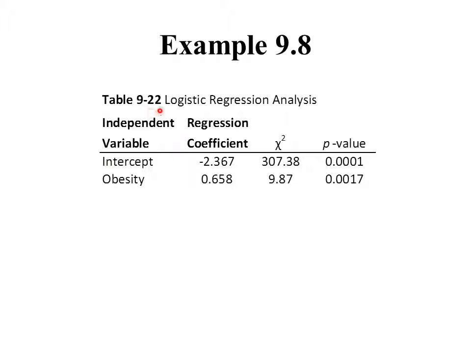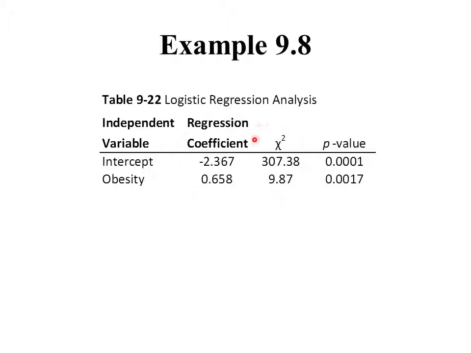We're just going to talk about what the results mean. So in table 9.22, they give the results from their logistic regression analysis. And here we have the values of our coefficients. This number right here is labeled intercept. That's the approximate value of beta naught. And then this number here, 0.658, that's the approximate value of beta 1. That's the coefficient of the obesity variable. Okay. And so there are our regression coefficients. Again, very similar to what we saw with linear regression.